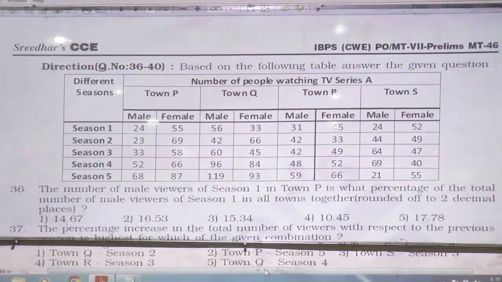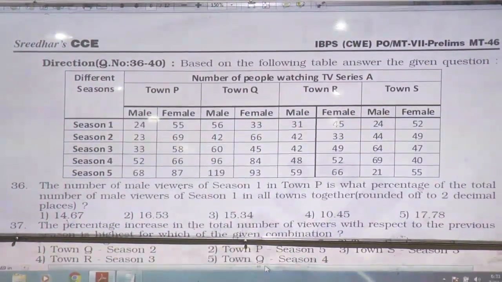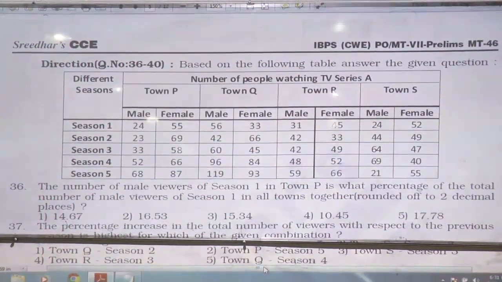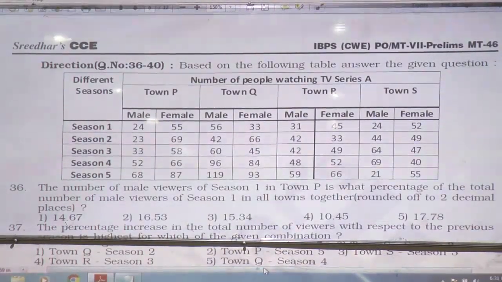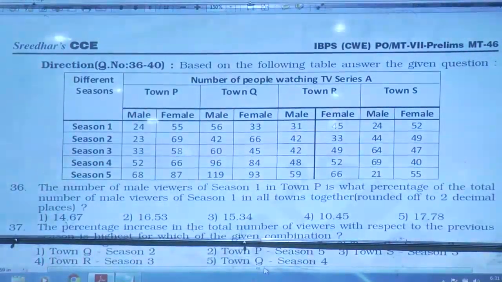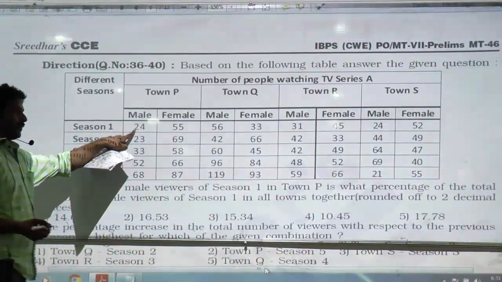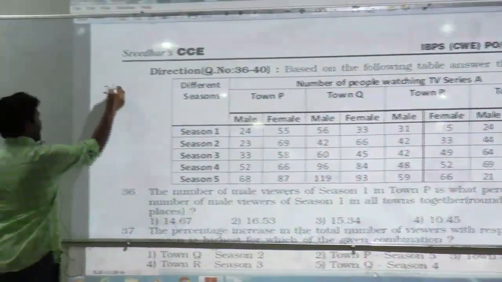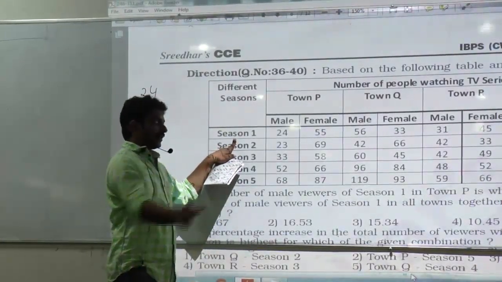Number of male viewers of season 1 in town P. Season 1 in town P is what percent of the total number of male viewers of season 1 in all towns together? Right. Season 1 in town P. This is about male viewers. Season 1 town P, male viewers 24 is what percent of male viewers of season 1 in all the towns?